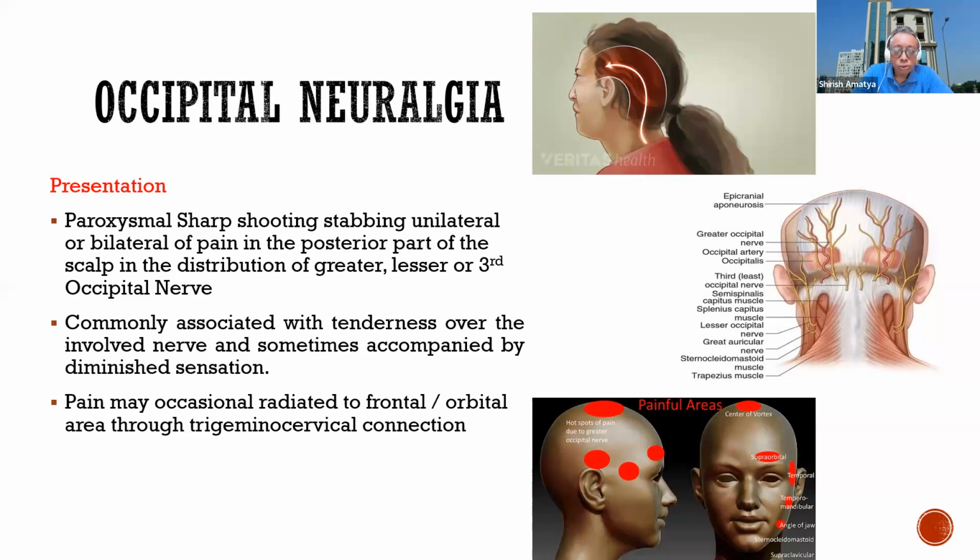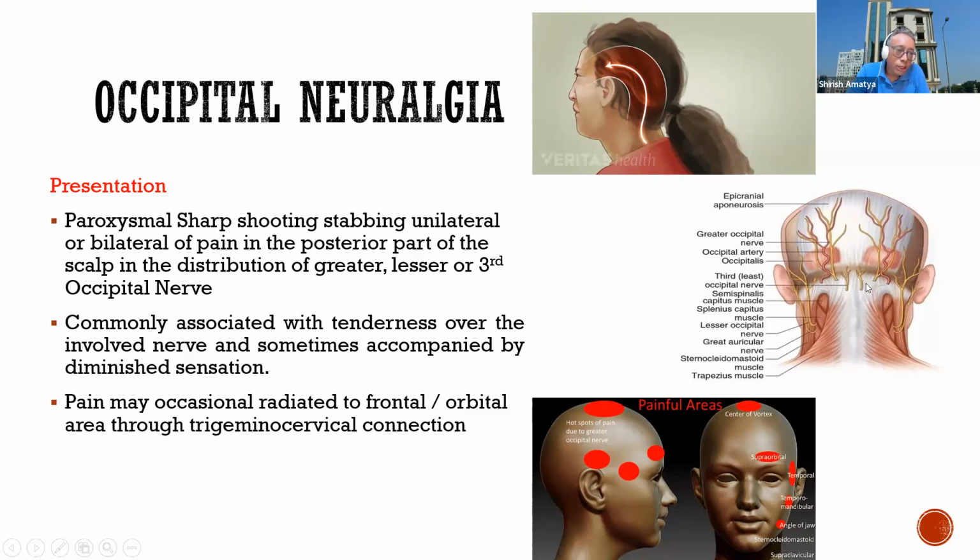And usually the pain is over the distribution of the greater, lesser, and third occipital nerve. As shown in the case report also, there is usually tenderness over the involved nerve which is giving the problem. Sometimes the pain can radiate to the face, jaw, and cheek, and they may confuse it with trigeminal neuralgia. There is a connection between the trigeminal nucleus and basically C1 to C3, known as the trigeminocervical complex. Sometimes pain in the occipital region can radiate to the face, and it is mainly due to the trigeminocervical connection. In the upper picture, you can see radiating pain from the neck and occiput to the vertex and to the front.